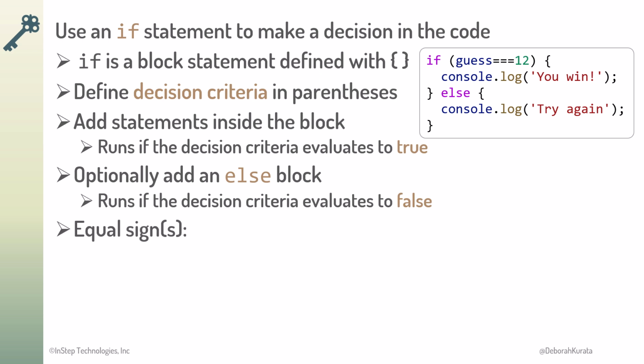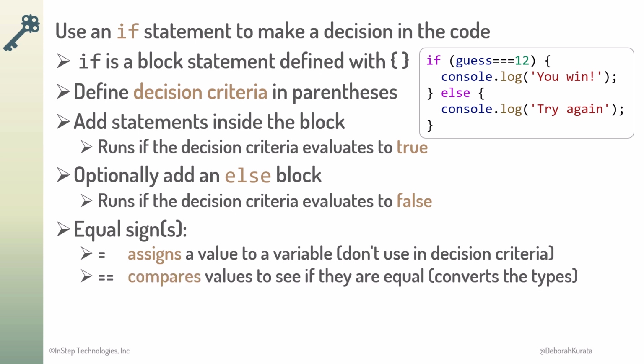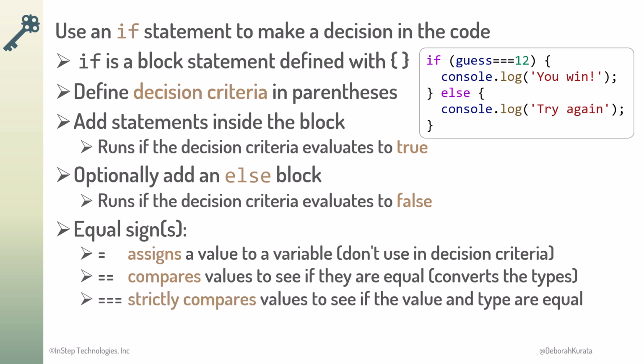When defining decision criteria, it's important to set the appropriate comparison. A single equal in JavaScript assigns a value to a variable. It should not be used in decision criteria. The two equal signs operator compares the values to see if they are equal. If the values are not the same data type, it tries to convert them before checking for equality. The three equal signs operator strictly compares the values to see if they are equal. If they are not the same data type, they are not equal. And be mindful of JavaScript's rules for truthy and falsy, especially when defining decision criteria.